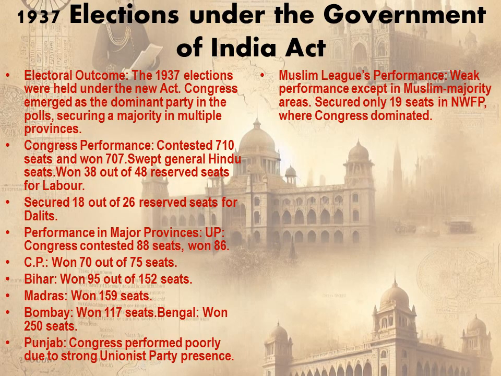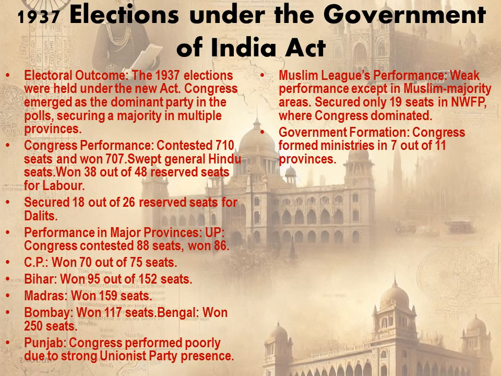Now we will see how was the performance of the Muslim League. Muslim League had a comparatively weak performance except in Muslim majority areas. So areas where the population was majority Muslim, in those areas Muslim League had good performance. Other than that, they performed very poorly. So they secured 19 seats in NWFP. NWFP means Northwest Frontier Province. It was in the northwest part of undivided India. And there also Congress dominated.